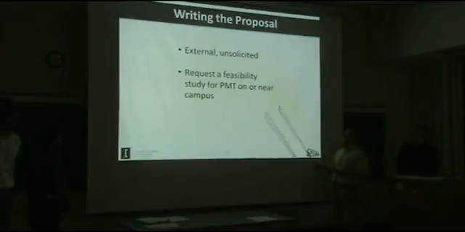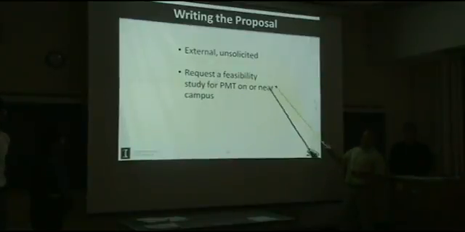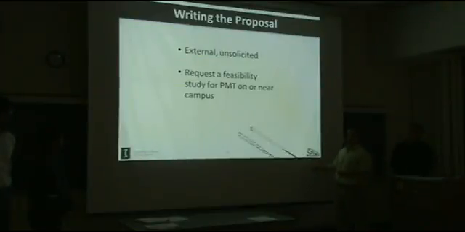The actual proposal will be an external unsolicited proposal. It will be external because we are a separate entity. It will be unsolicited because we have to show these entities that a problem does exist. And in the proposal, we will request a feasibility study for a PMT system on or near campus.